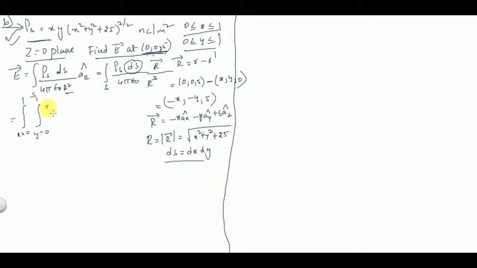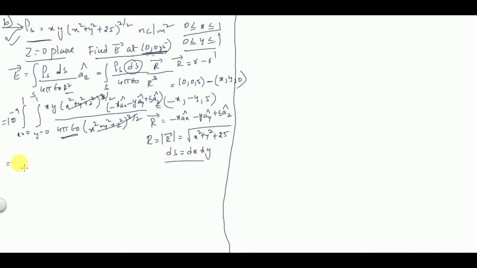Rho s value is xy into (x square plus y square plus z square) whole to the power of 3 by 2 into r bar. R bar is minus x ax cap minus y ay cap plus 5 az cap divided by 4 pi epsilon naught into r cube. R cube is (x square plus y square plus z square) whole to the power of 3 by 2. So this and this get cancelled off. Okay, so this is nanocoulomb per meter square, so it will be multiplied by 10 to the power of minus 9. This 1 by 4 pi epsilon naught is a constant you can write outside the integration.